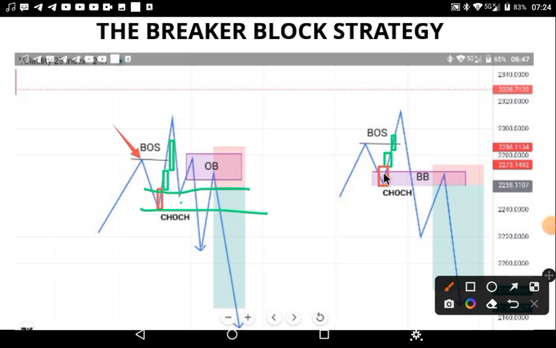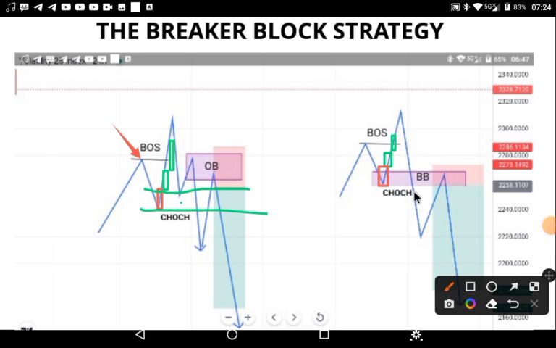Take note of that, guys. We say that this is a failed what? Order block. According to my understanding, according to my perspective, we don't call it the breaker block. We call it a failed order block. This is the order block, but here the price broke through it without respecting it. It is a failed order block. It has failed to hold price.